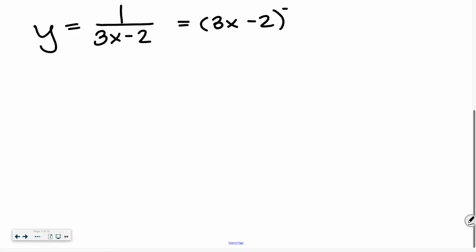Okay. Another opportunity where we have options. How many of you think, man, I should do the quotient rule here? That's like our instinct right now, right? It's a fraction. I should use the quotient rule. Guess what? You do not have to use the quotient rule for this problem. How so? Could you rewrite this as 3x minus 2 to the negative 1 power.